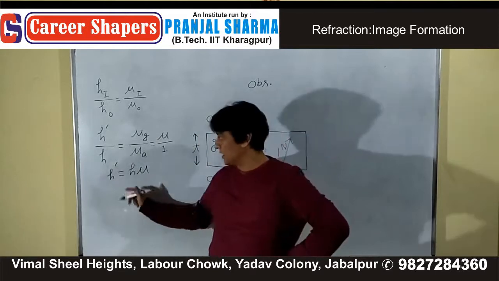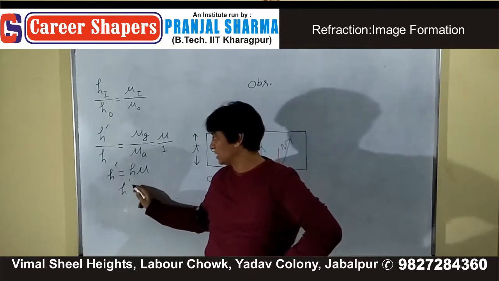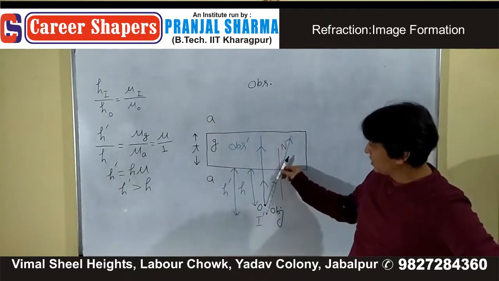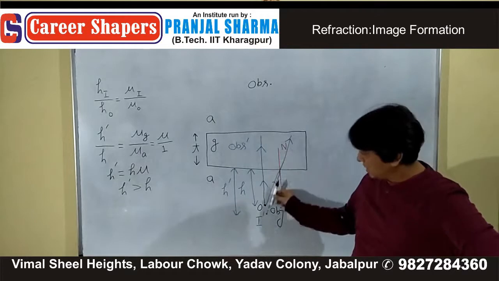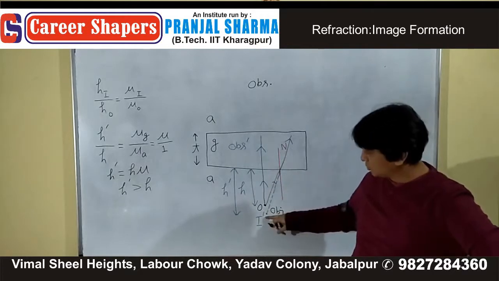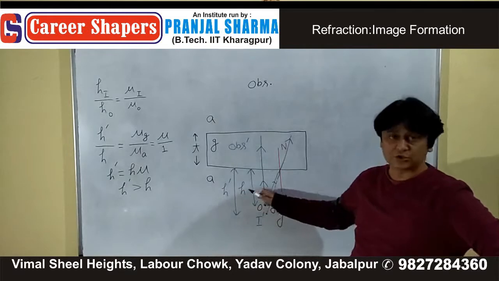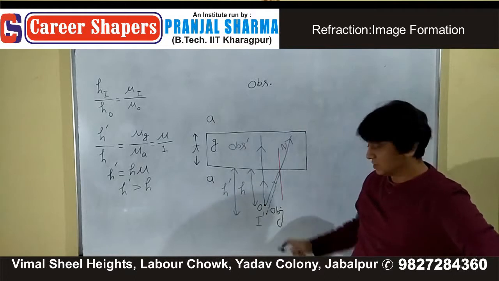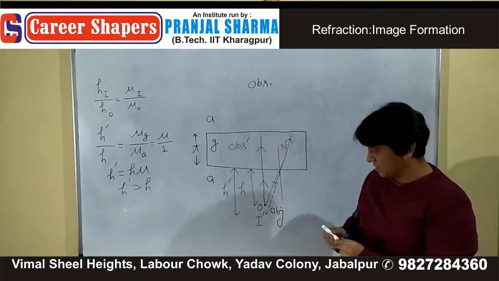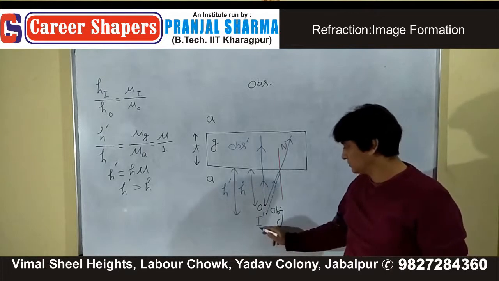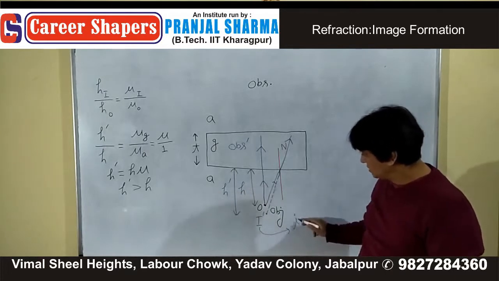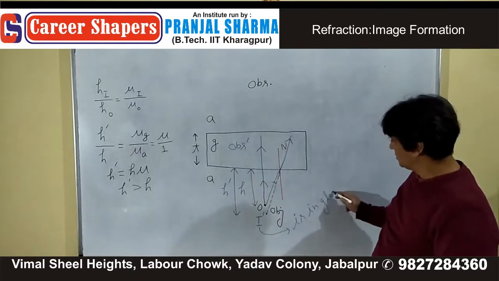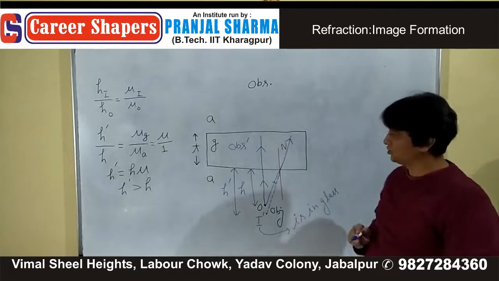You can also see that h dash is coming greater than what? H, which you can also see in this figure. As this incident ray deflects towards the normal, it is going to meet somewhere at this position, which is definitely greater than H. Now, once you have got I dash, this I dash, remember, is in glass, in the medium of observer dash.